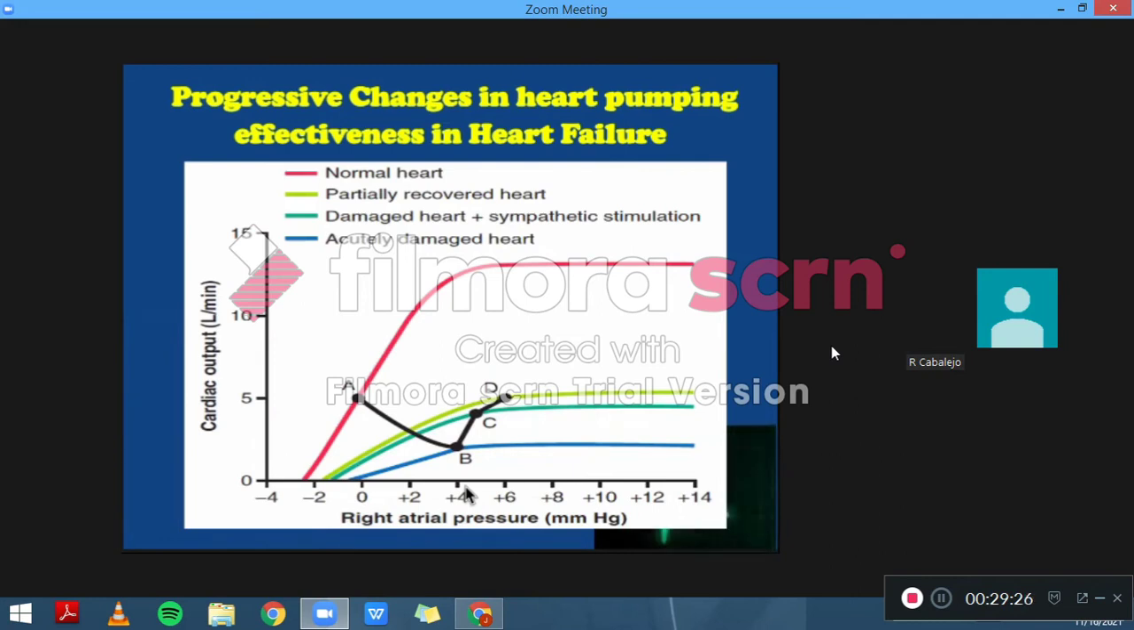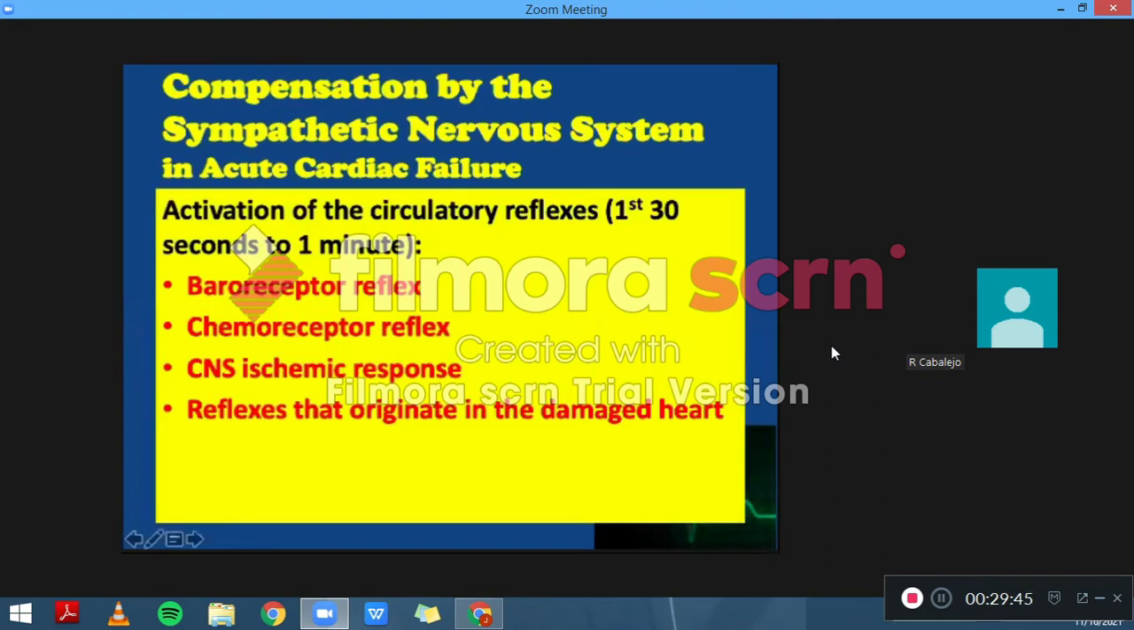So this is your point C to point D. The cardiac output can still be somewhat preserved at the expense of increasing right atrial pressure, which is actually the cause of most of your symptoms related to heart failure. The best known of the sympathetic nervous system compensatory mechanisms to increase your cardiac output is the baroreceptor reflex, which is activated by diminished arterial pressure.